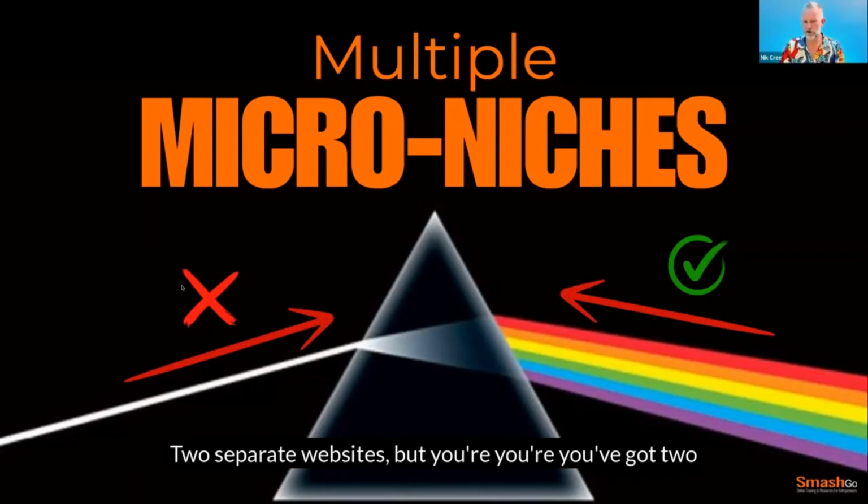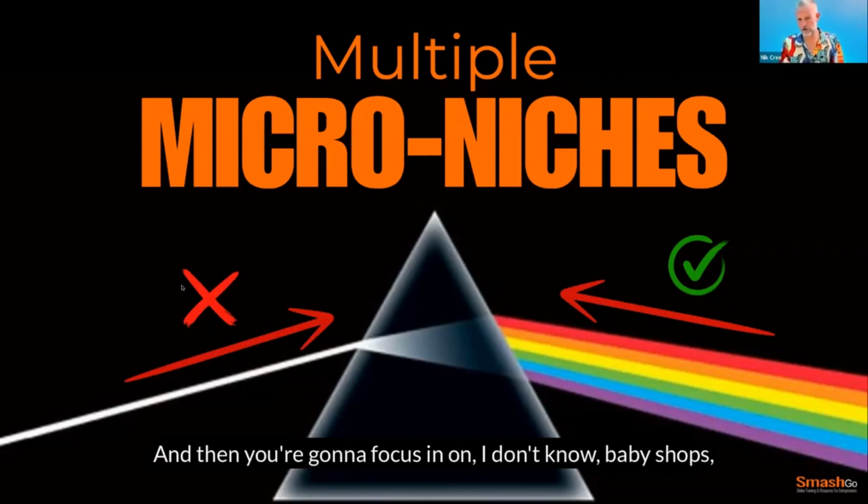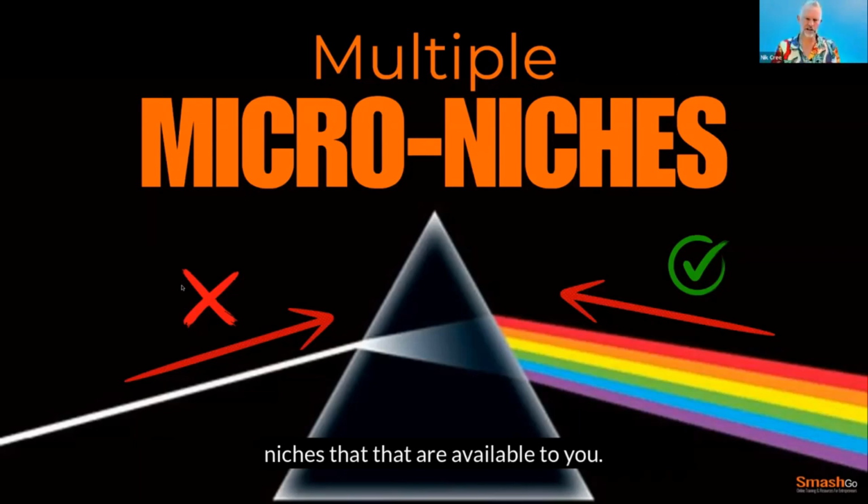Two separate websites, but you've got two niches of people, micro niches, and then you go and focus in on, I don't know, baby shots, whatever it is. So there's lots of different markets or sub niches that are available to you. Does that make sense?